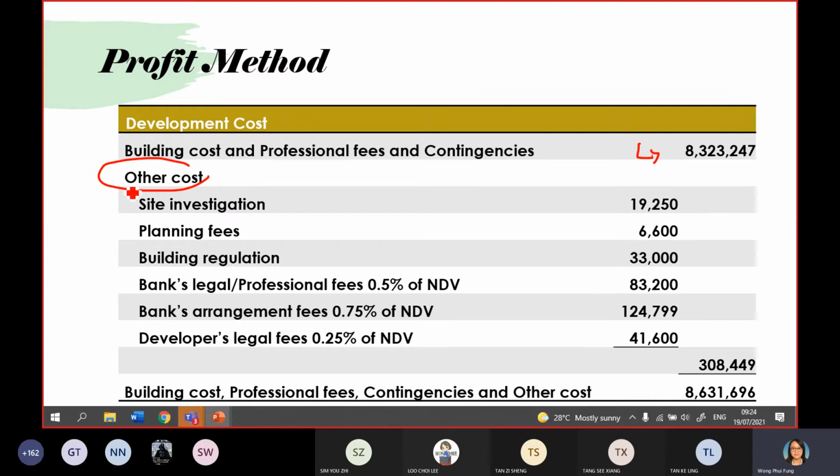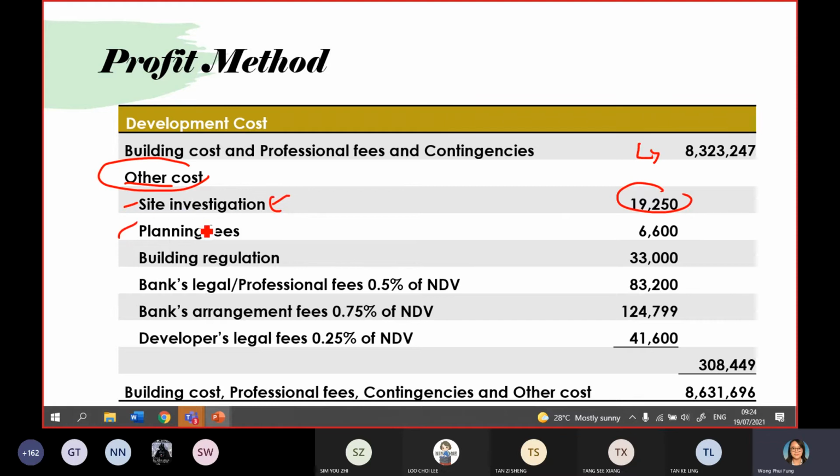Under the other costs, a very common one is site investigation. Site investigation is the fee to cover, let's say, the client asks the consultant to conduct soil investigation or ground investigation, or maybe the land is already contaminated, so they ask a consultant to do the rectification. So here you need to allocate a sum of money to cover the site investigation.